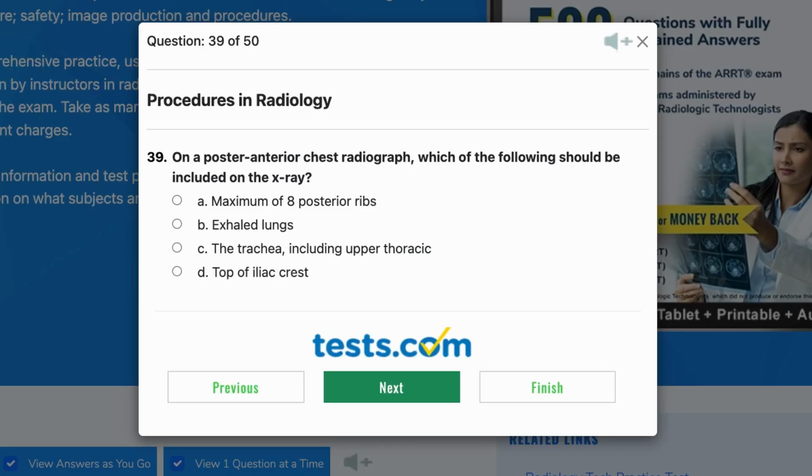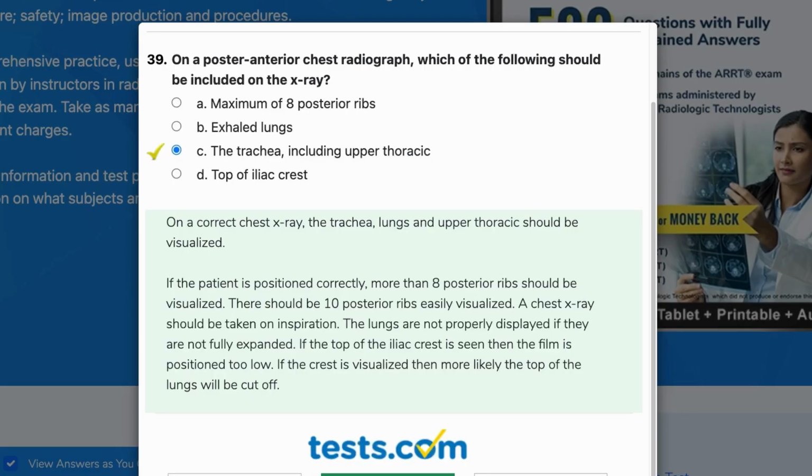Question 39. On a posterior anterior chest radiograph, which of the following should be included on the X-ray? A. Maximum of 8 posterior ribs. B. Exhaled lungs. C. The trachea, including upper thoracic. D. Top of iliac crest. C. The trachea, including upper thoracic.